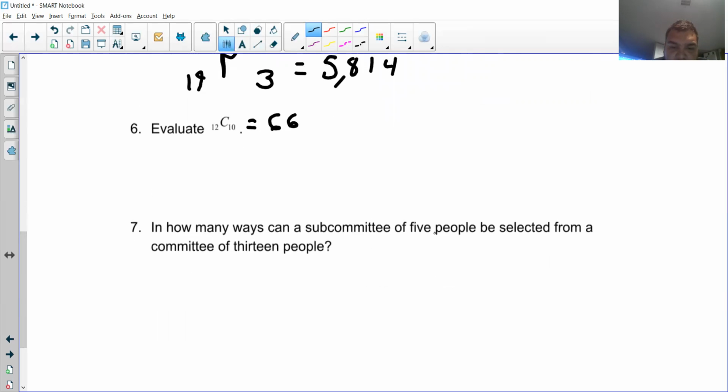This one: how many subcommittees of 5 people can be selected from a committee of 13 people? So in this one, the 5 people are all going to be on the subcommittee. They all have the same job. So if you got hired first or hired last, or in this case, picked first or picked last, it doesn't matter. This does not matter. So that means out of the 13 people, we're choosing 5, and we don't care about the order here.